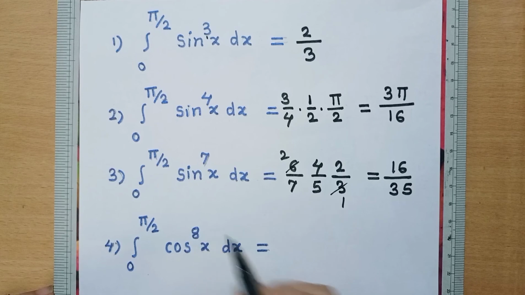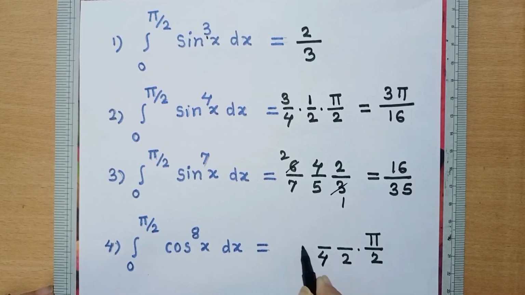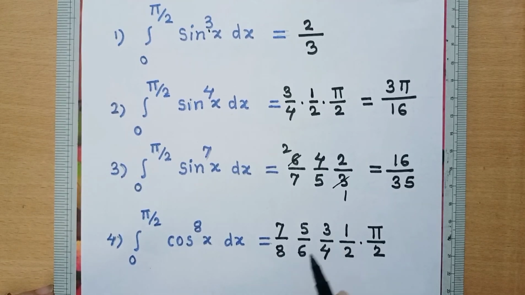Now this is an even number. For an even number we are writing lastly pi by 2, then here 2, then the next even numbers 4, 6, and then 8, and the numerators are here 7, 5, 3, and 1. Now keep this in simplest form.